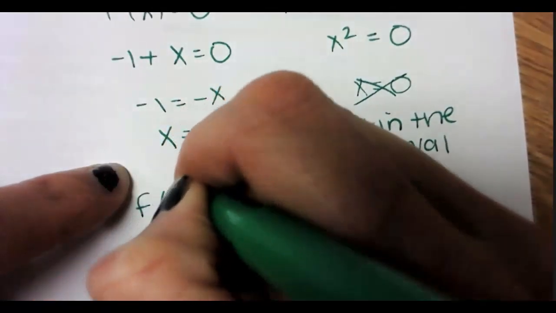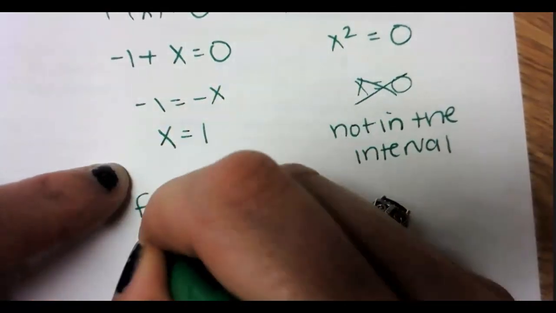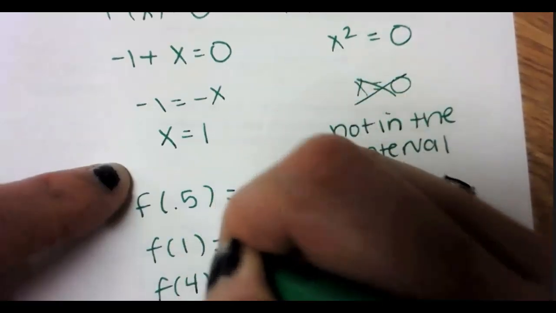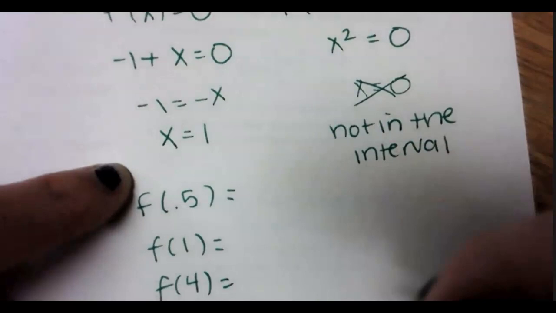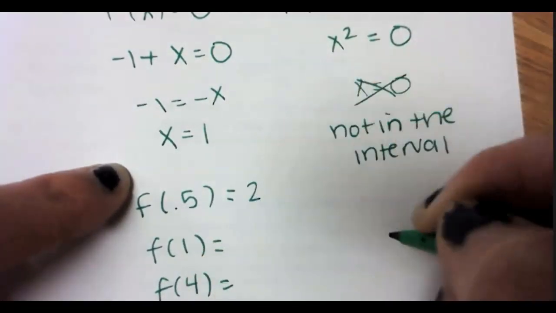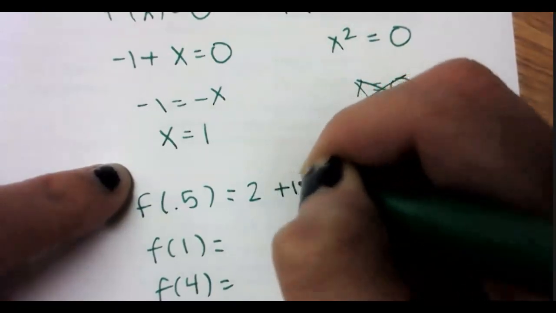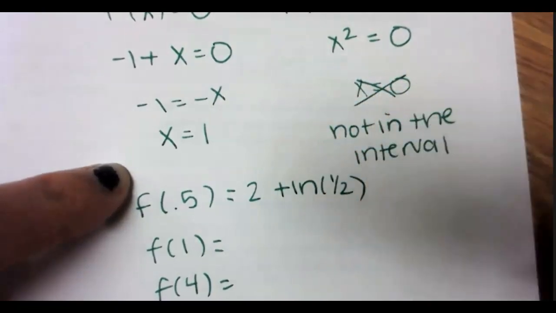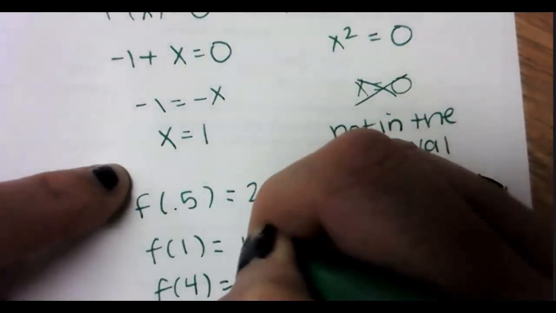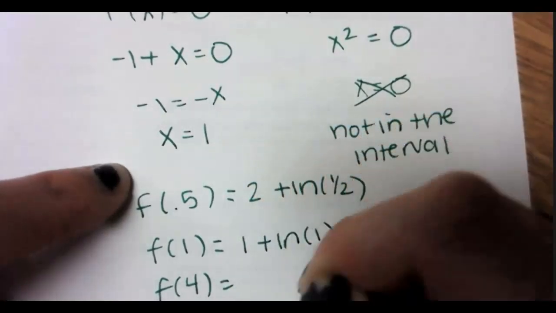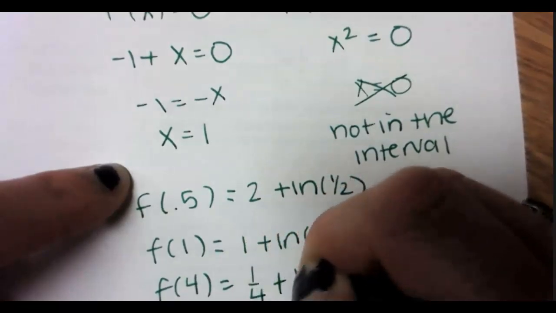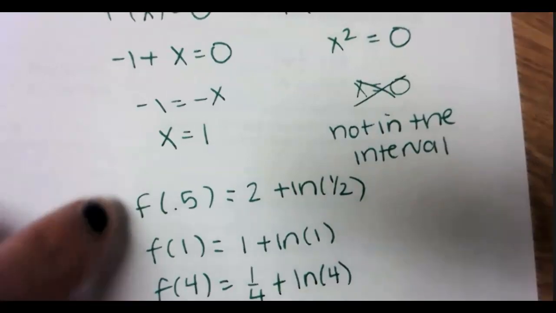So I need to know what is f of 0.5, f of 1, and f of 4. So f of 0.5 is 1 over 1/2, which is 2, plus the natural log of 1/2. 1 becomes 1 plus the natural log of 1, and 4 becomes 1/4 plus the natural log of 4.